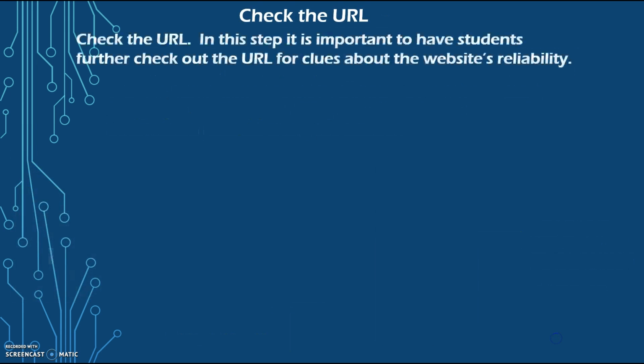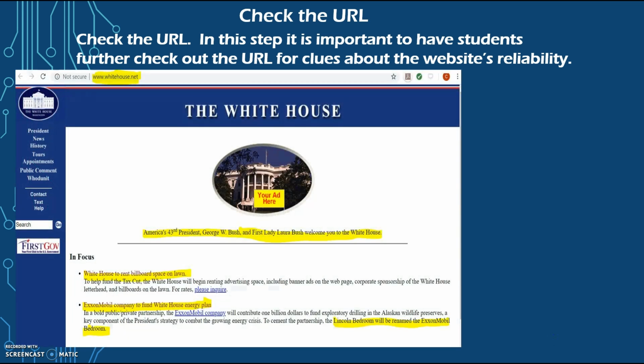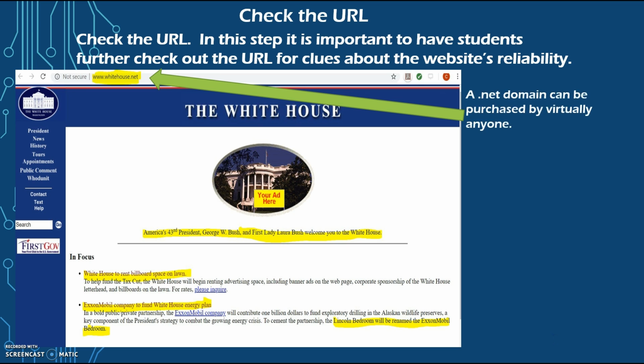Check the URL. In this step, it is important to have students further check out the URL for clues about the website's reliability. A .NET domain can be purchased by virtually anyone. We also have some information here that's questionable.